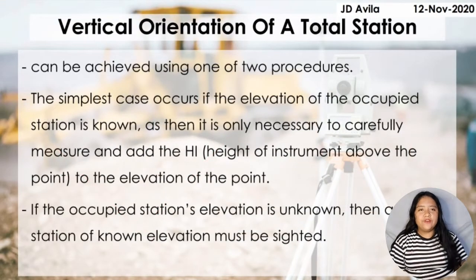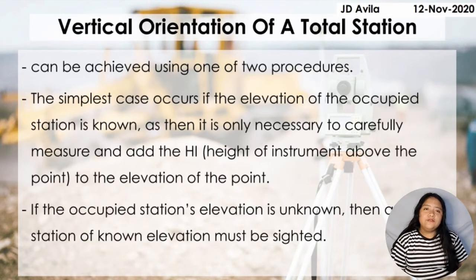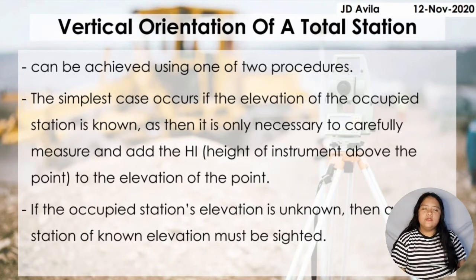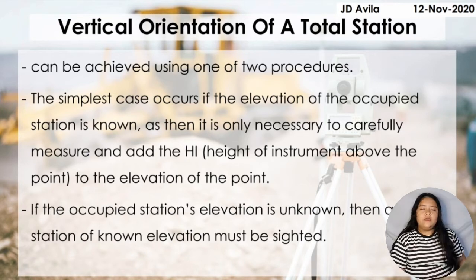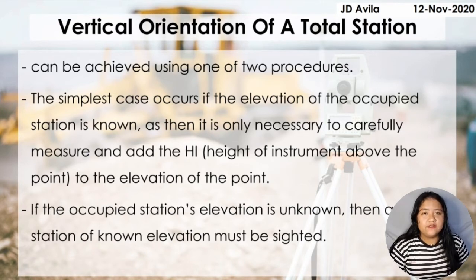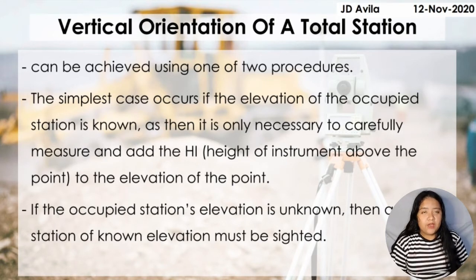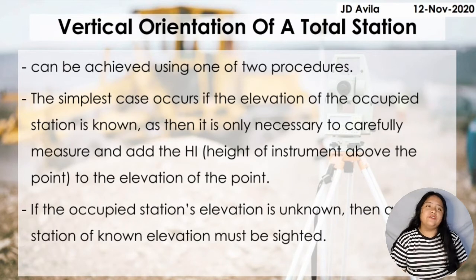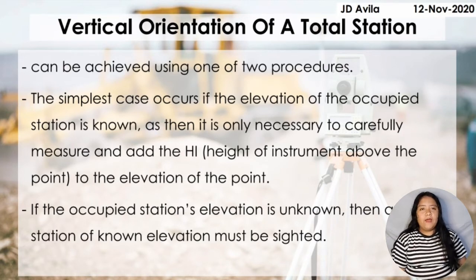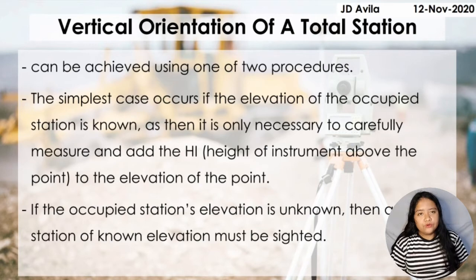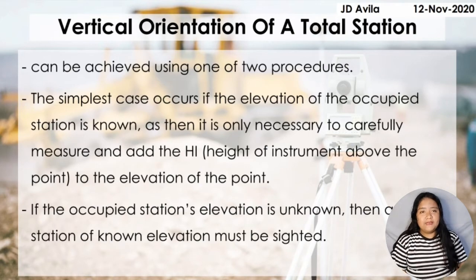Now we will go to the vertical orientation of a total station. Vertical orientation of a total station can be achieved using one of two procedures. The simplest case, of course, is if the elevation of the occupied station is known, and then it is only necessary to carefully measure and add the HI, or the height of instrument, to the elevation of the point. If the occupied station's elevation is unknown, then another station of known elevation must be sighted.